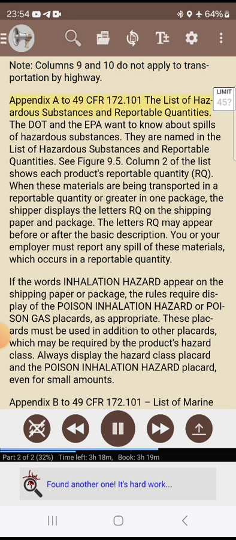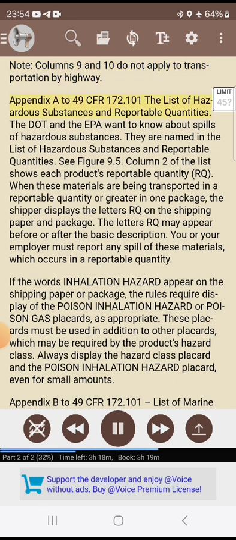Appendix A to 49 CFR 172.101, the list of hazardous substances and reportable quantities. The DOT and the EPA want to know about spills of hazardous substances. They are named in the list of hazardous substances and reportable quantities. See Figure 9.5. Column 2 of the list shows each product's reportable quantity, RQ.